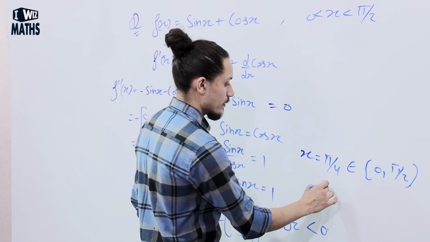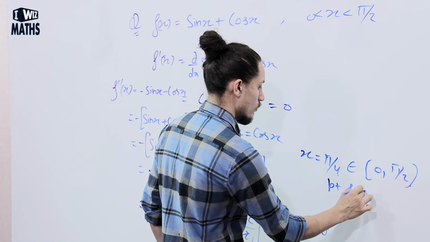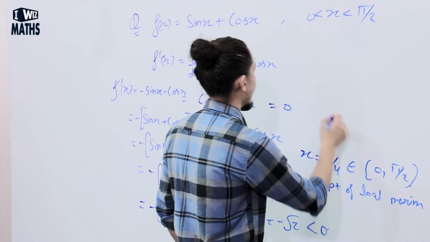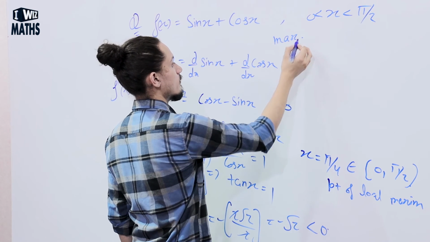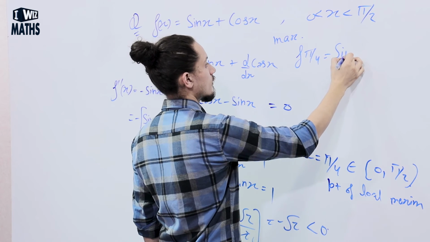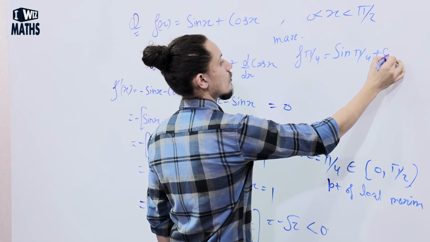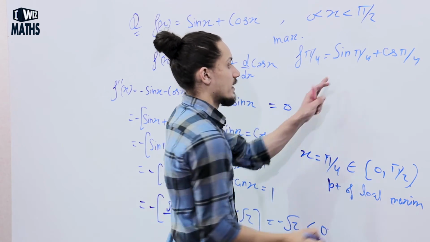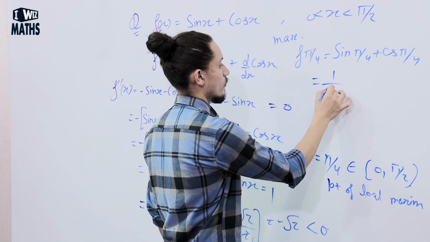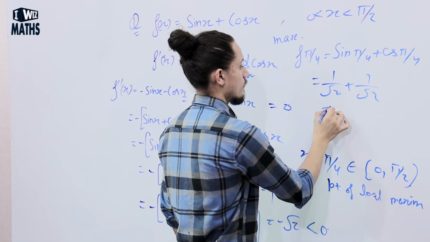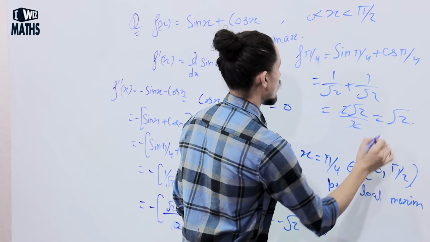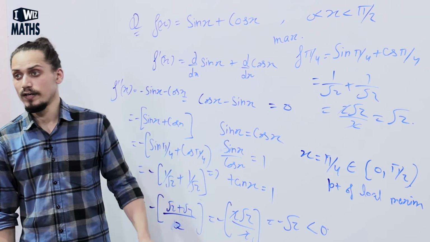So x is equal to pi by 4 is the point of local maxima, and the maximum value of this function will be given at f of pi by 4, which is equal to sin pi by 4 plus cos pi by 4. Now sin pi by 4 and cos pi by 4 are each equal to 1 upon root 2, so it is 1 upon root 2 plus 1 upon root 2, which is equal to 2 root 2 upon 2, which is equal to root 2. So root 2 is the maximum value of this function.